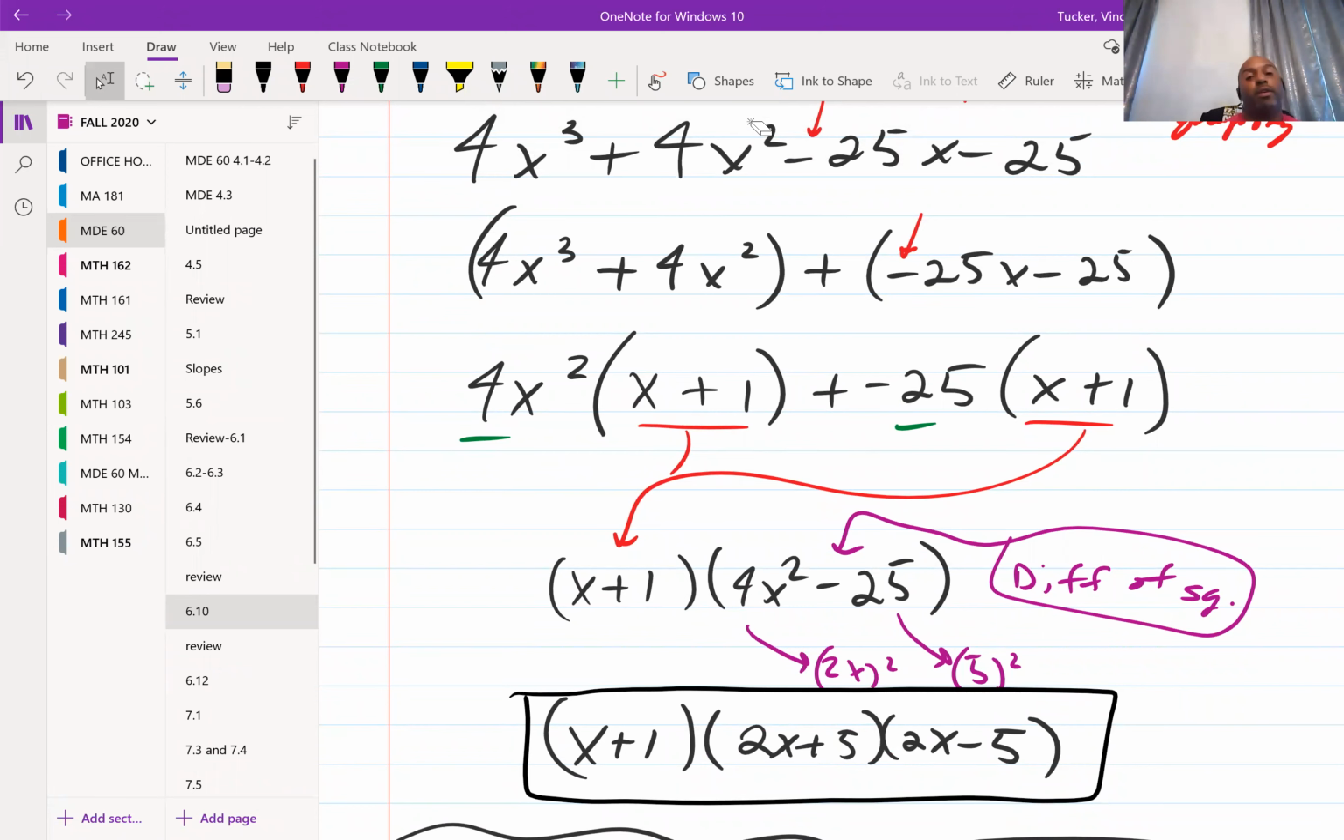So it will be imperative that you guys practice factoring. Sometimes people take for granted that you don't know if you can or can't do something until you try it. You know what I mean?